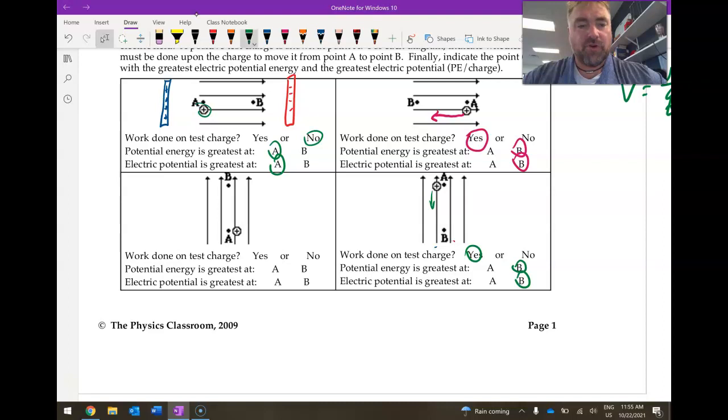And then we look at the reverse. Here's A to B. Now, do we have to do work on it to make it go? No, it's naturally going to want to flow there. So no work is needed. And potential energy is highest at A.